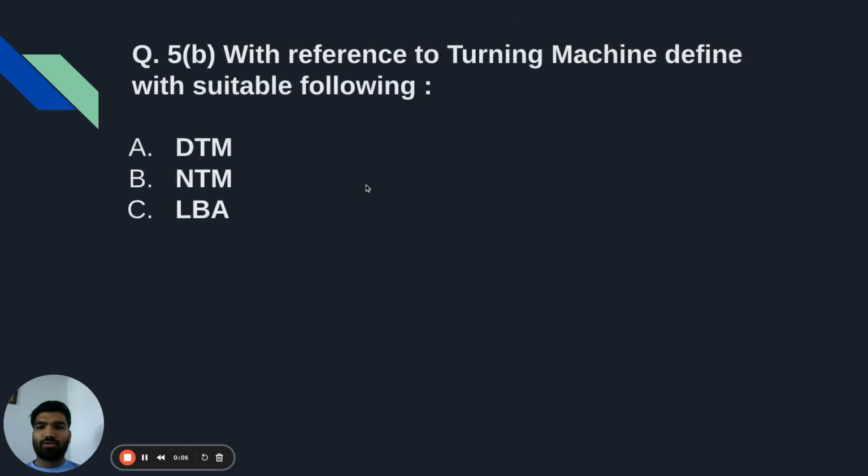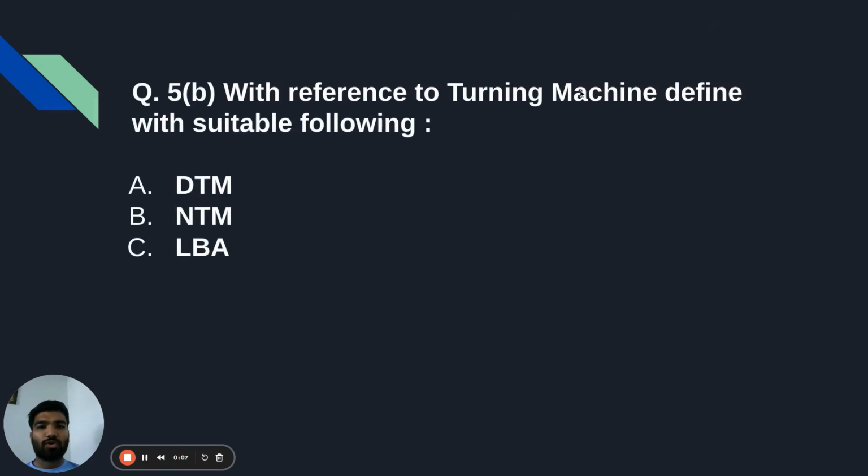Hi friends, now we are going to solve the second and the last part of question number 5. So our question number 5 is with reference to Turing machine, defined with suitable following. Firstly, we have to explain what is the DTM, then NTM and then LBA. So let's understand what is DTM.